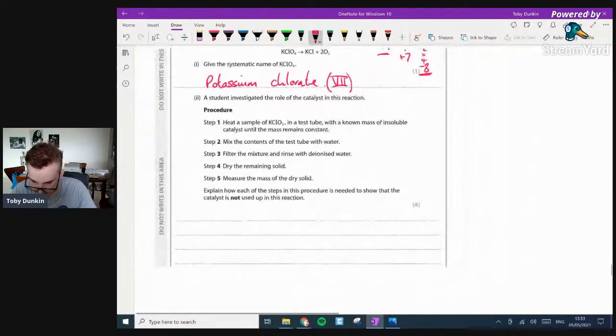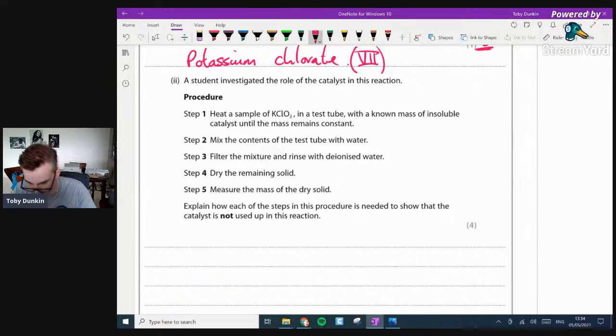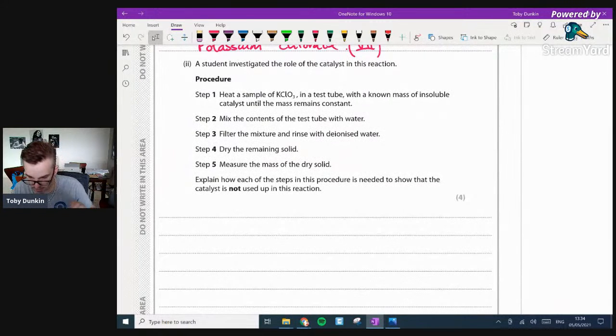Next, a student investigates the role of a catalyst in this reaction. Heats a sample of potassium chloride in a test tube with a known mass of insoluble catalyst until the mass remains constant. Mix the content with water, filter the mixture, and rinse with deionized water.